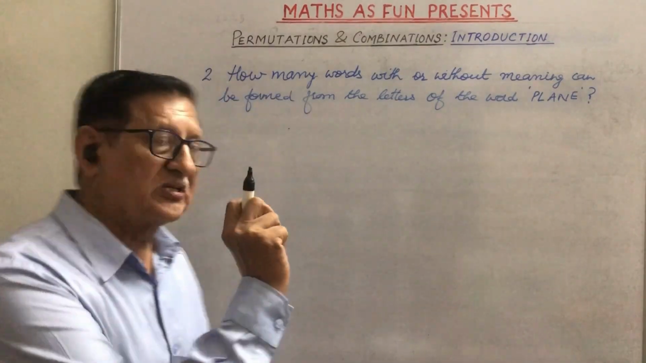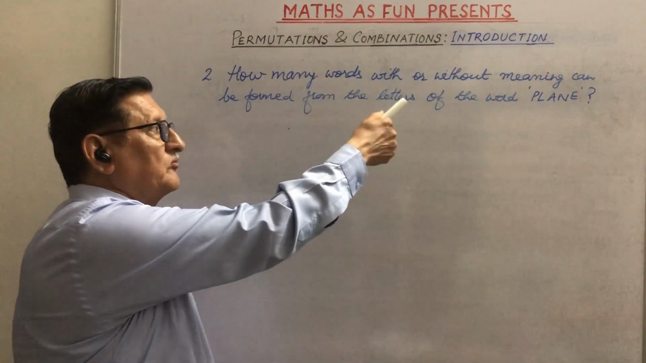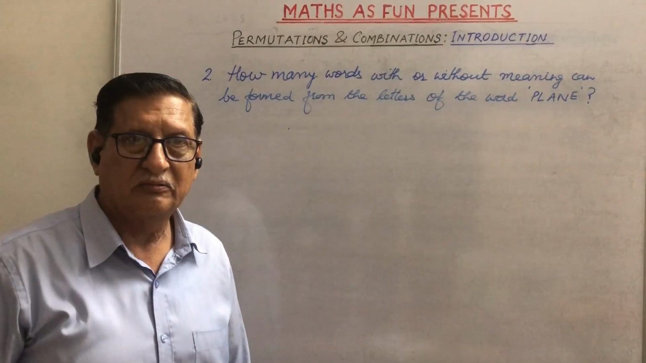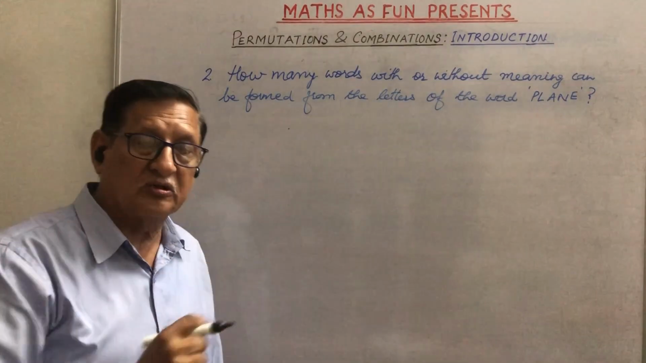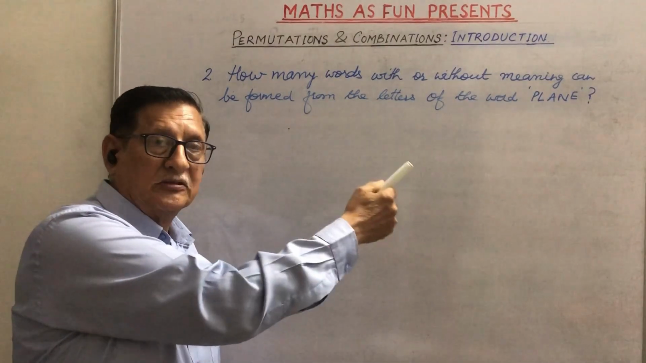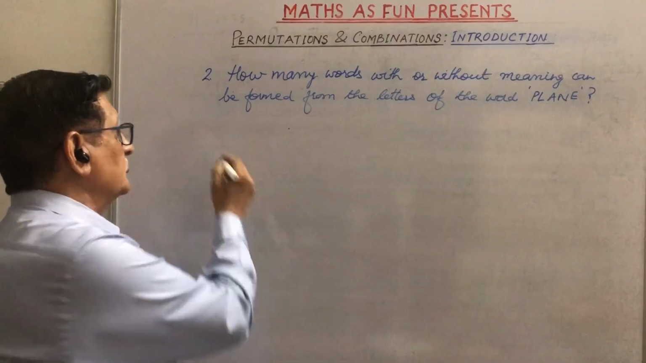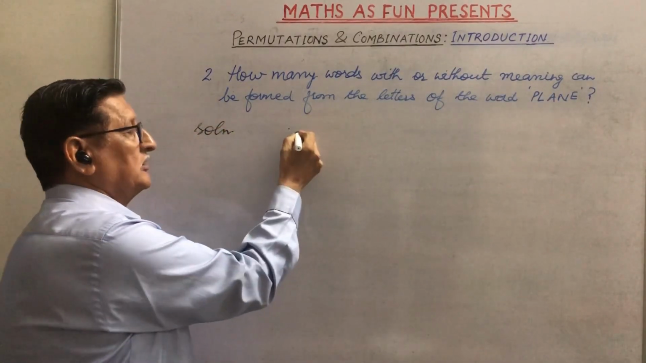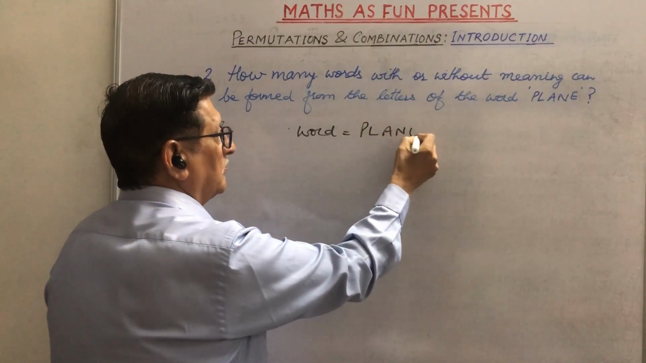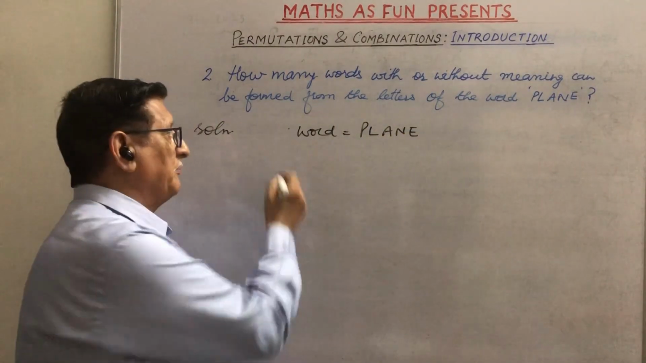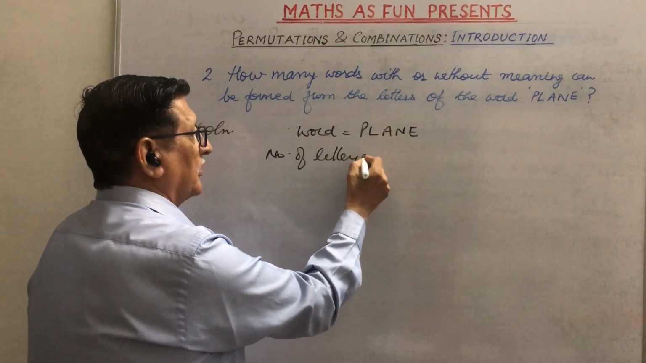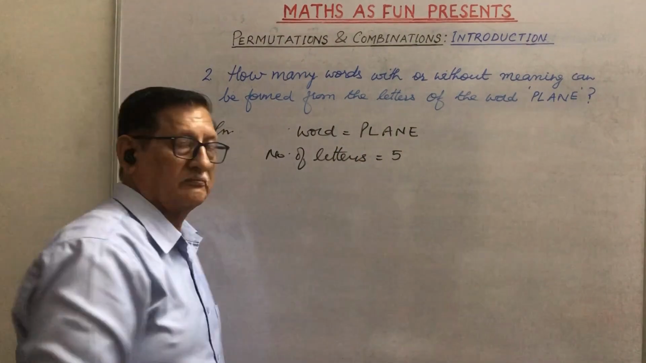The next example we discuss here is how many words with or without meaning can be formed from the letters of the word plane. To find the solution of this problem, first of all we have to count how many letters are in the given word. So here the word which is given to us is plane. The number of letters in the word is 5.